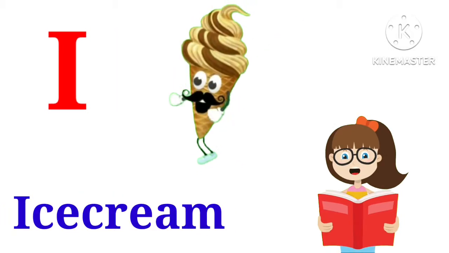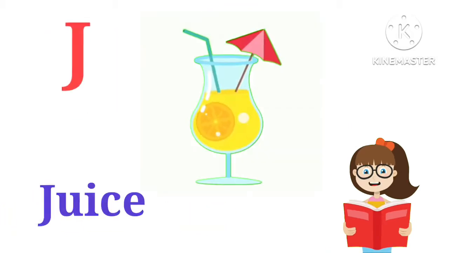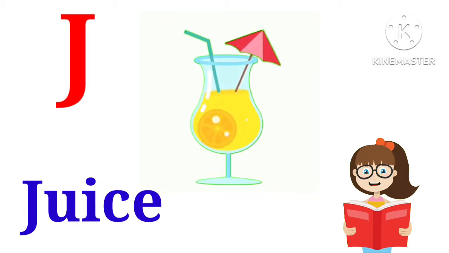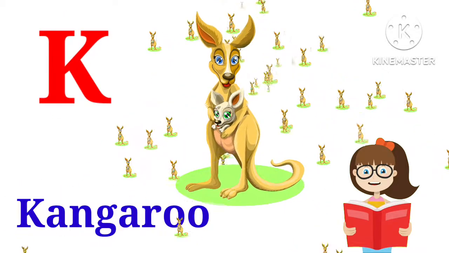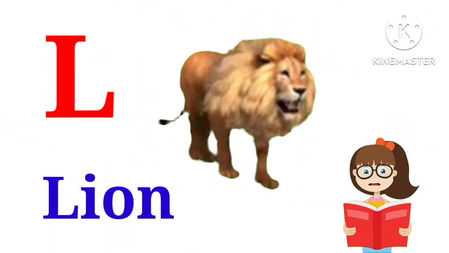I for ice cream. J for juice. K for kangaroo. L for lion.